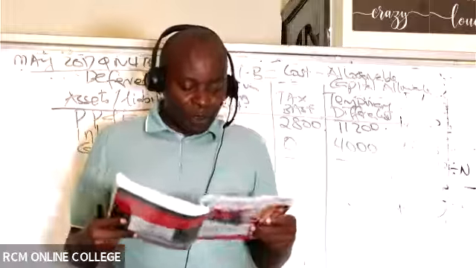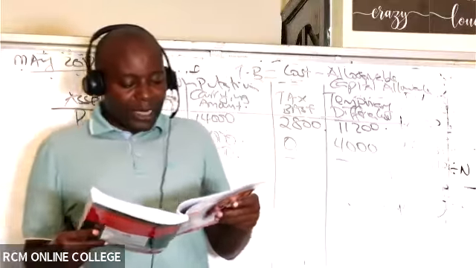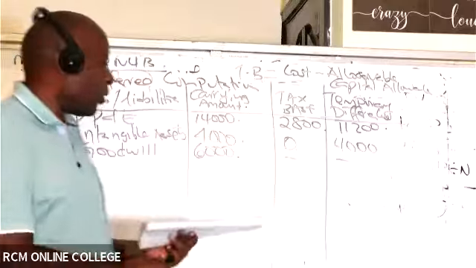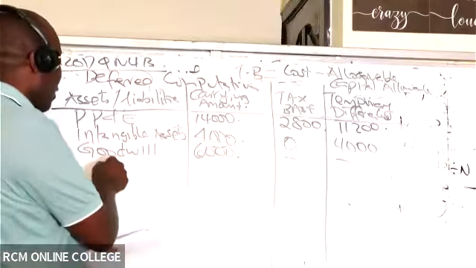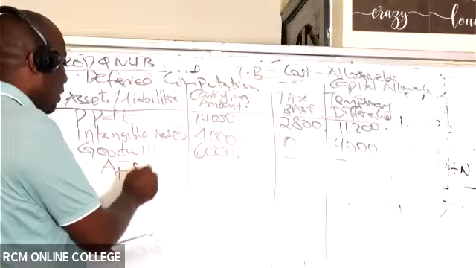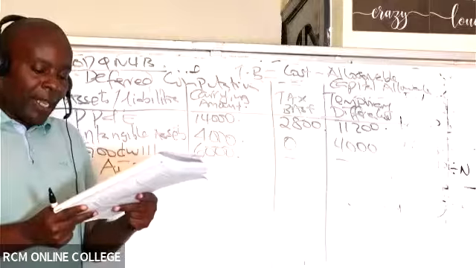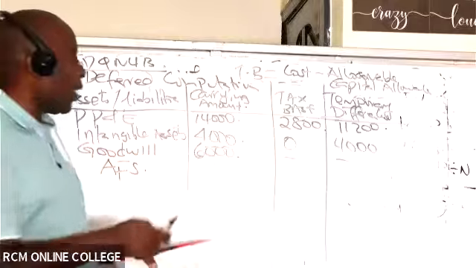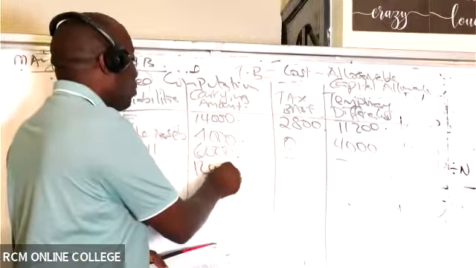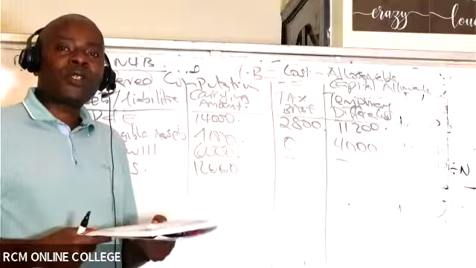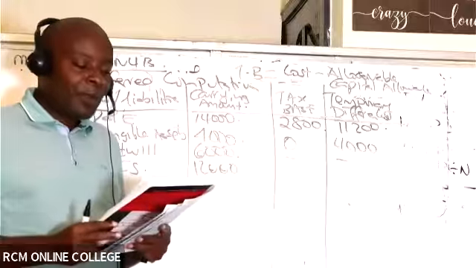Now, after goodwill, we go to the next item. The next item is known as financial assets available for sale. We normally write it like this, AFS, available for sale. So the available for sale, what do we have there? The book value, the carrying amount, is 12,000.